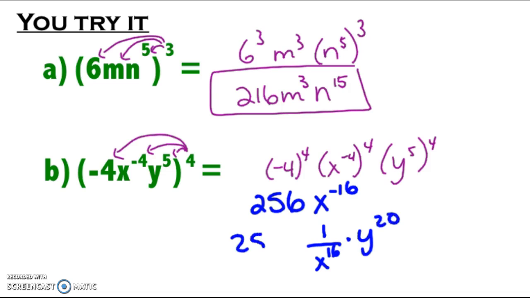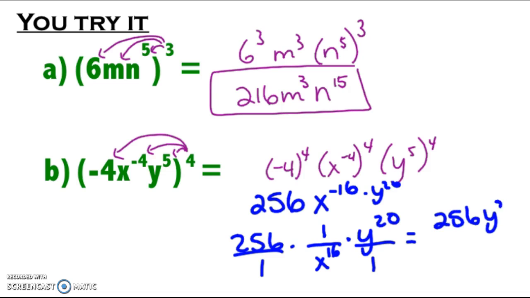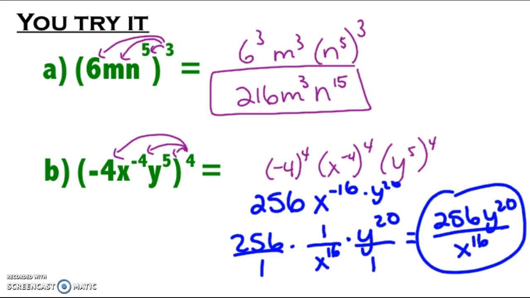So if I multiply 256 times x to the negative 16 times y to the 20th, and I do my fractions, I could put these over 1 if I want to. I'm a little lazier like that, usually. I'm going to have 256 y to the 20th all over x to the 16. All right, some pretty tough stuff when you're putting it all together. It's always going to save you if you can, when in doubt, write it out.